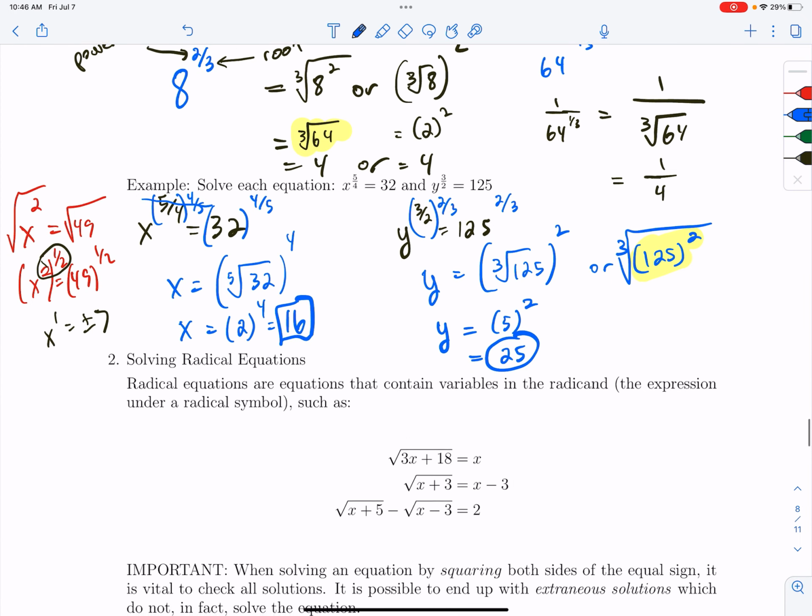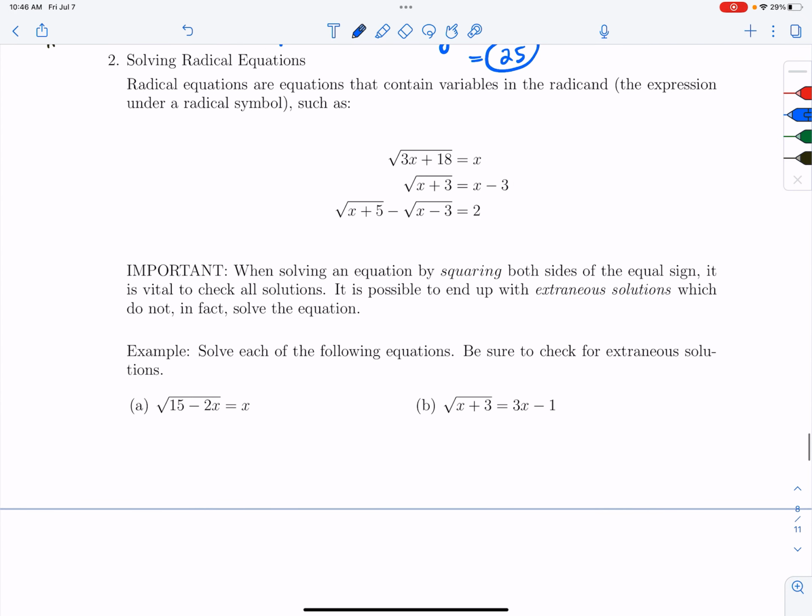Moving on to the next type of equation, which are radical equations. These are all examples of radical equations. These are just equations that have a radical term, so something that is getting square rooted. This is an important point that I want to mention. When solving an equation by squaring both sides of the equal sign, it is vital to check all solutions. It is possible to end up with extraneous solutions. That just means extra solutions that don't actually solve the equation. So we'll make sure that we check all of these.